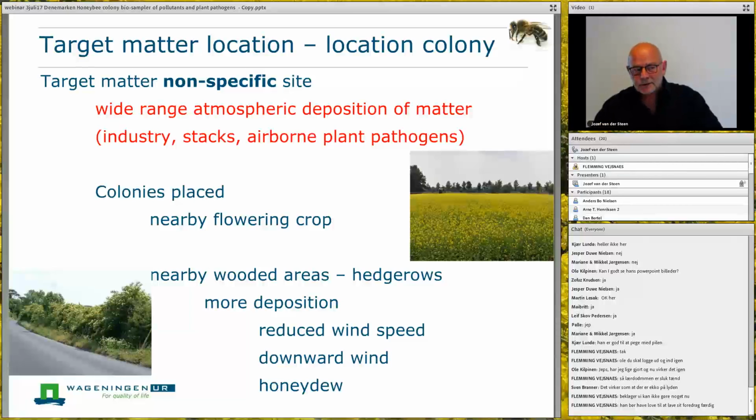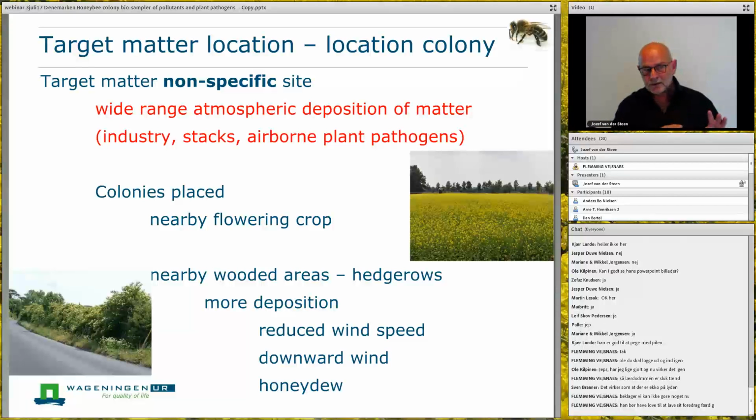When I want to see if in a certain region there is atmospheric deposition of pollutants coming from traffic or from factories, I can place my bees anywhere. But several studies have shown that near woods or hedgerows there is more deposition of heavy metals. That's logical, because in the wood the wind slows down, so the small particles that go along with the wind settle there. Also, in the wood it's colder than outside, so the air is going down. And in pine woods, you also have honeydew, sticky material that also collects these heavy metals.